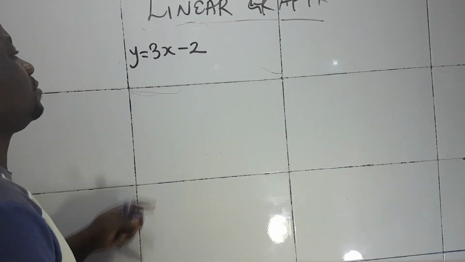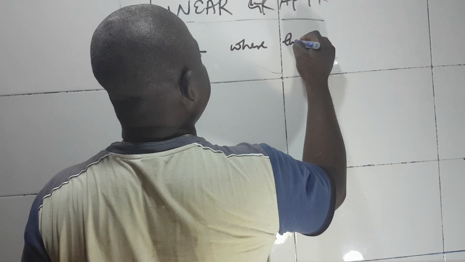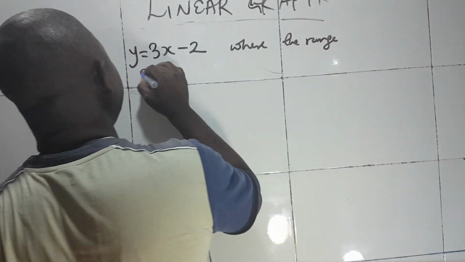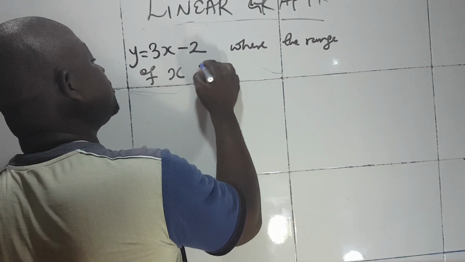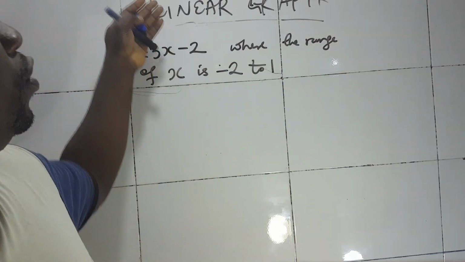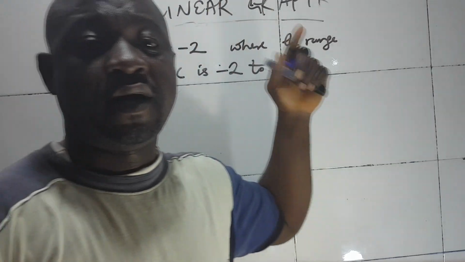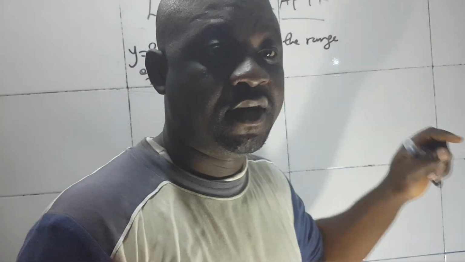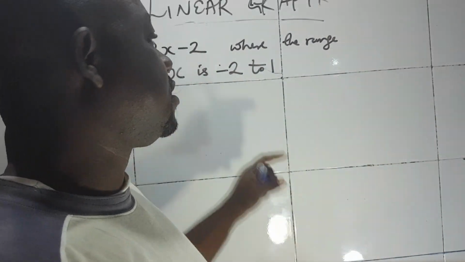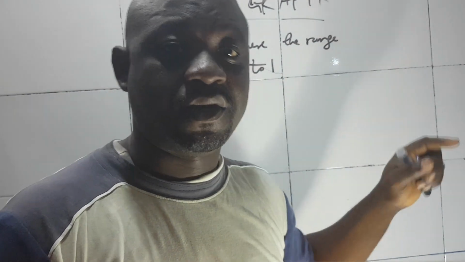y is equal to 3x minus 2, where the range of values of x is from -2 to 1. That is how they will put it. They will tell you to draw the linear graph of this equation. If you are in SS2, it's a very good opportunity for you to understand this. If you are in SS3, very sound for you to know. SS1, SS2 to 3, please pay attention so that you don't make all these little mistakes in your exams.